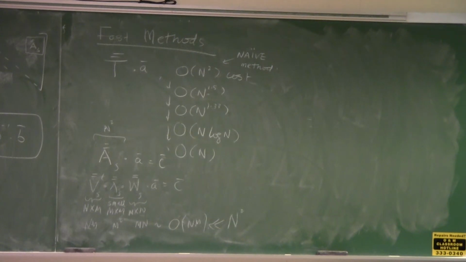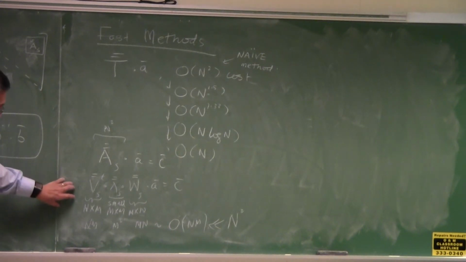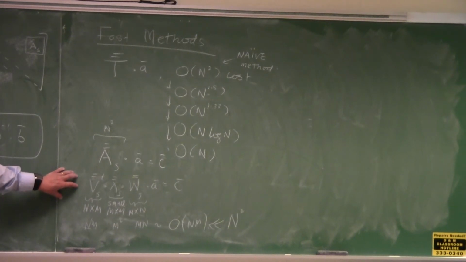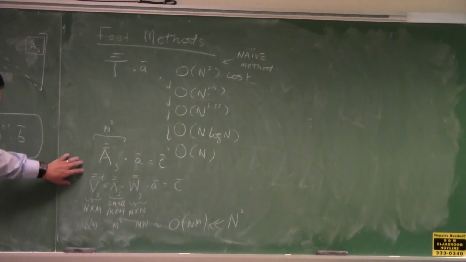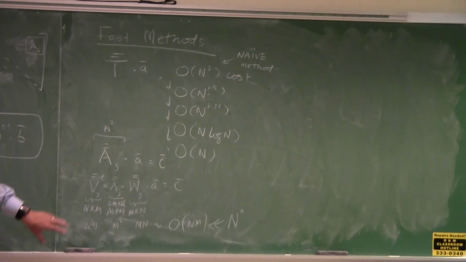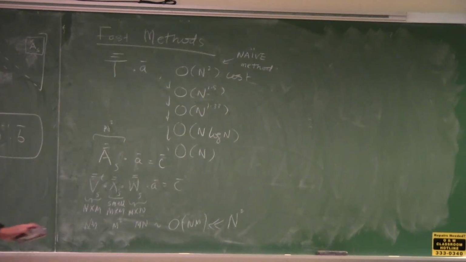Most of these low rank approximations and singular value decomposition work only for electrostatic problems. They don't work for electrodynamic problems. The fast multipole method and the multi-level fast multipole method will work well even for dynamic problems. Okay, we can talk about that next time. Any questions? Yes.